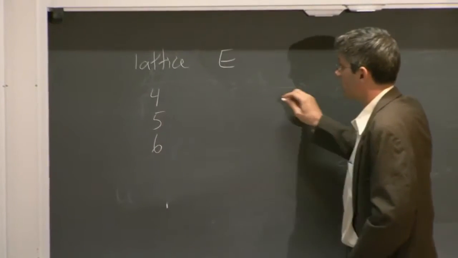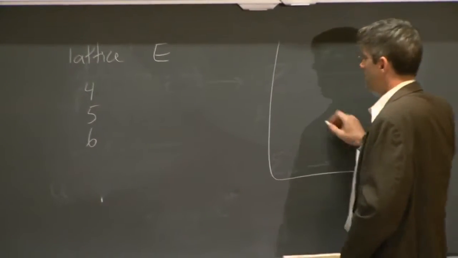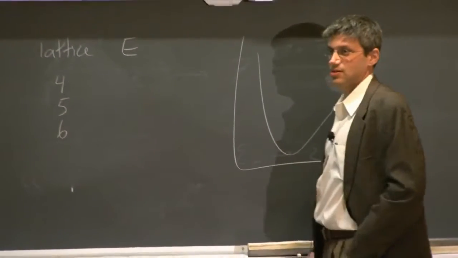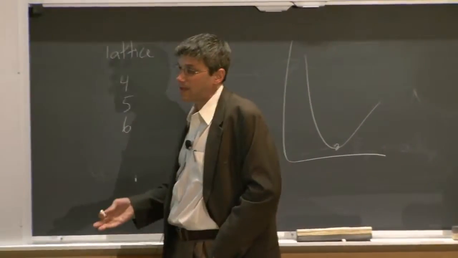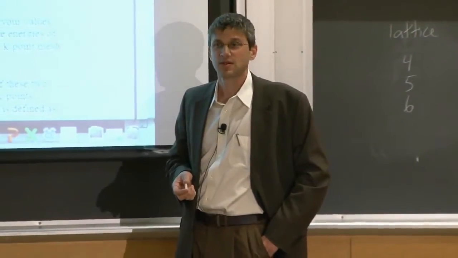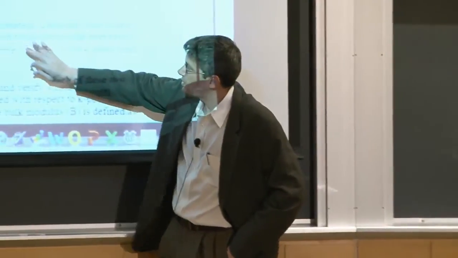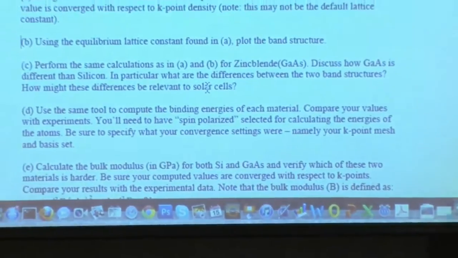What will my curve look like if I have energy versus lattice? Something like that, and the minimum, the equilibrium, is here. Now, is that converged with respect to k points? Well, you can do the curve for different numbers of k points. Now, what if I wanted to calculate the binding energy, which in a solid we call the cohesive energy?